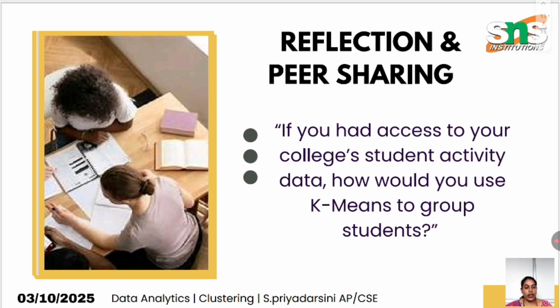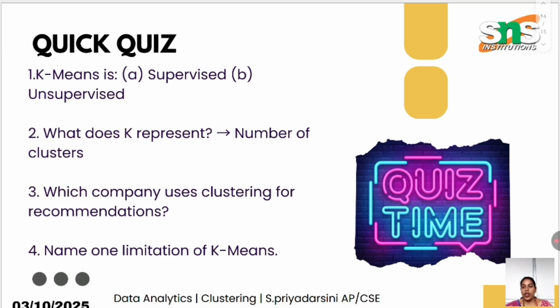Next is reflection and peer sharing. Now let's reflect. Think about our own college students' data, attendance, activity or interest. How would you apply k-means to group students? You think among yourselves and you get the answer. This exercise will help you connect theory with your own context. Next we will be seeing about the quiz.